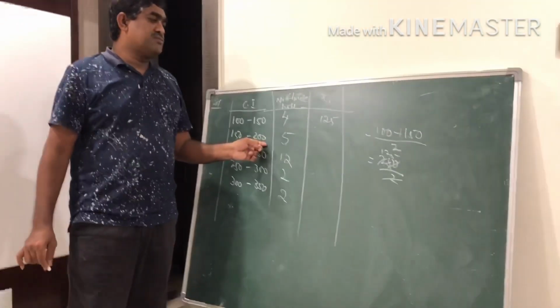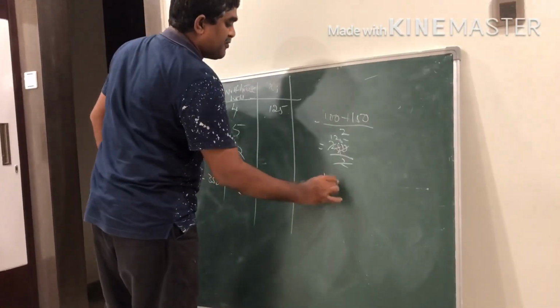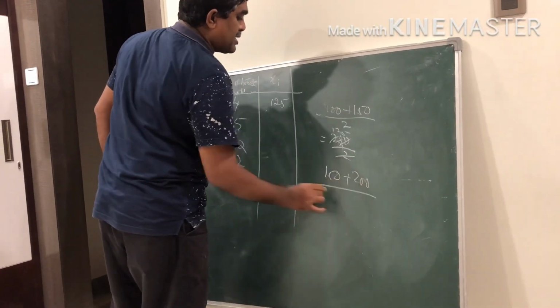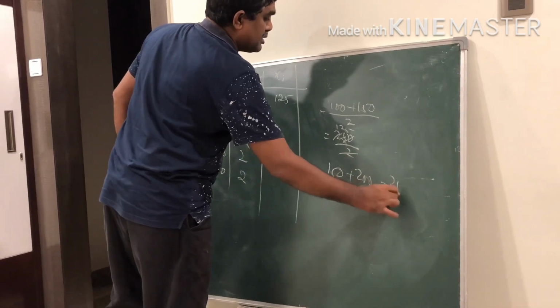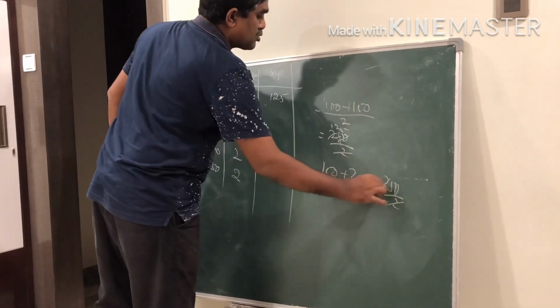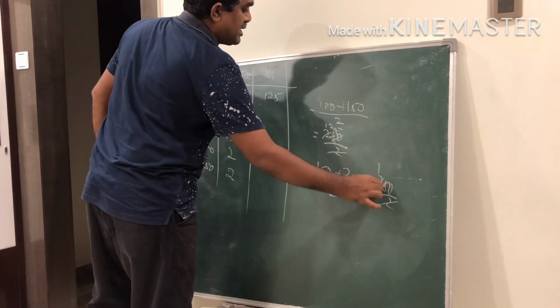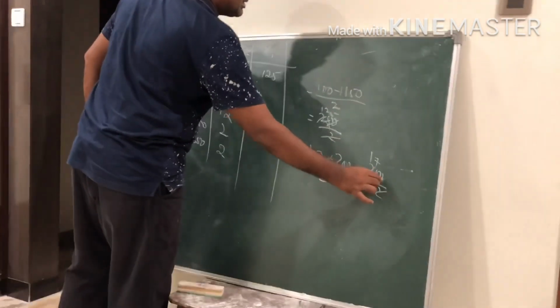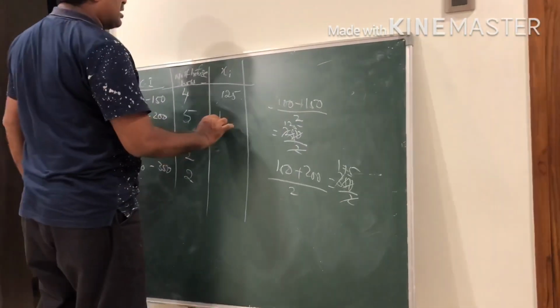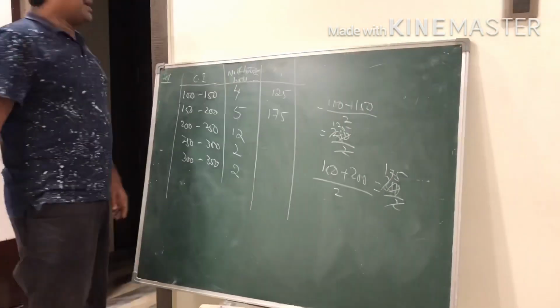150 plus 200 by 2. How much? 350 by 2. 2 ones are 2, 2 sevens are 14, 10, 5. So 175. Next, add.